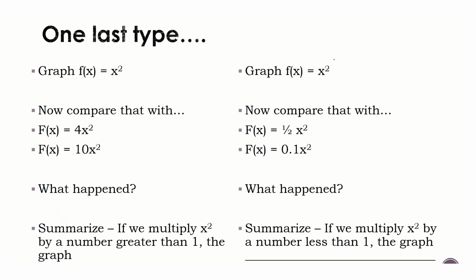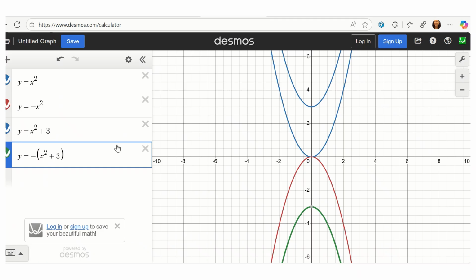And then on the other side, we're going to compare that with f of x equals 1/2 x squared or 0.1 x squared. What happens if we multiply x squared by a number less than 1? Because if you think about your parent, that's a 1x squared. And so what happens if we make that 1 bigger? What happens if we make that 1 smaller? Okay, so let's hop on over to Desmos.